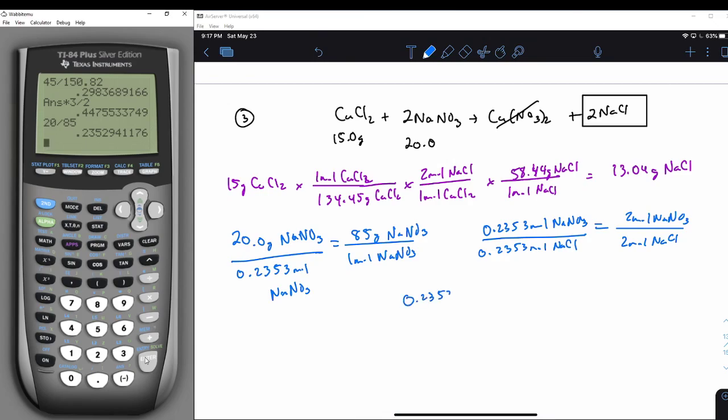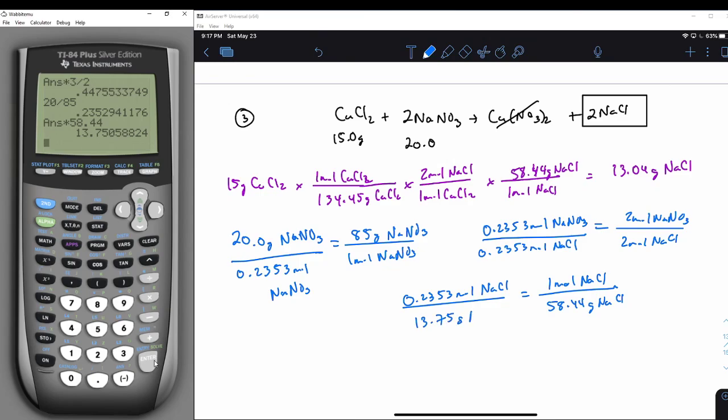And with this, we can then convert the moles of NaCl into grams, because 1 mole of NaCl is 58.44 grams of NaCl. So then we multiply this by 58.44, and we find out that it is 13.75 grams of NaCl. So, 13.04 is less than 13.75, so therefore CuCl2 is your limiting reactant, because it makes less NaCl possible.